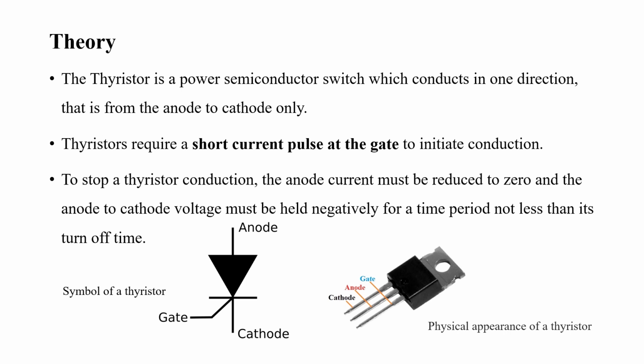Here in this slide you can see the symbol for the thyristor. Similar to the transistor, here we can see three terminals. In a diode we have only two terminals now, anode and cathode. But in a thyristor, we have another terminal called the gate, other than anode and cathode.